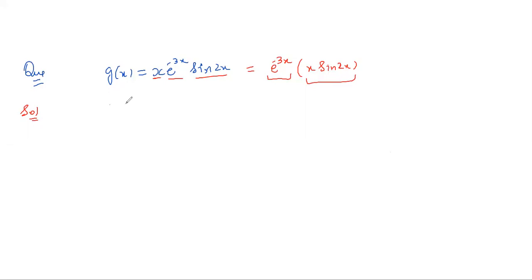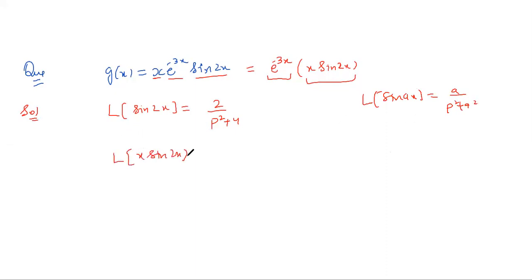Right. So firstly, thank you, Arman, for your answer. L of sine 2x. Everybody knows L of sine 2x is 2 over p square plus 4. We know the formula of sine ax is a over p square plus a square. And then what is L of x sine 2x? On multiplication with x, you have to differentiate one time and multiply with a negative sign. So I'm writing that directly. You can verify this later that this is going to be your answer: 4p over (p square plus 4) whole square.